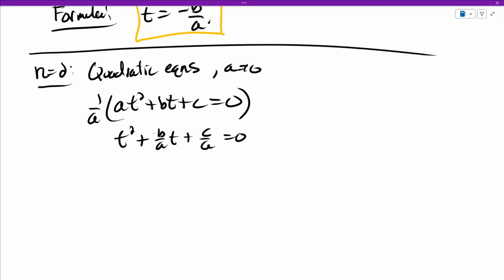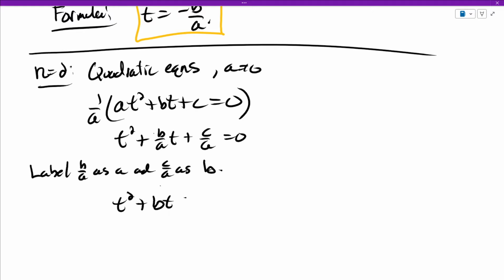I don't want to deal with fractions, so I'm just going to label b over a as a and c over a as b. Okay, so being able to solve something like this is equivalent to being able to solve an equation that looks like this. So I've reset the coefficients a and b. So this is a standard trick that you always do. You always divide by the leading coefficient, make your life easier.